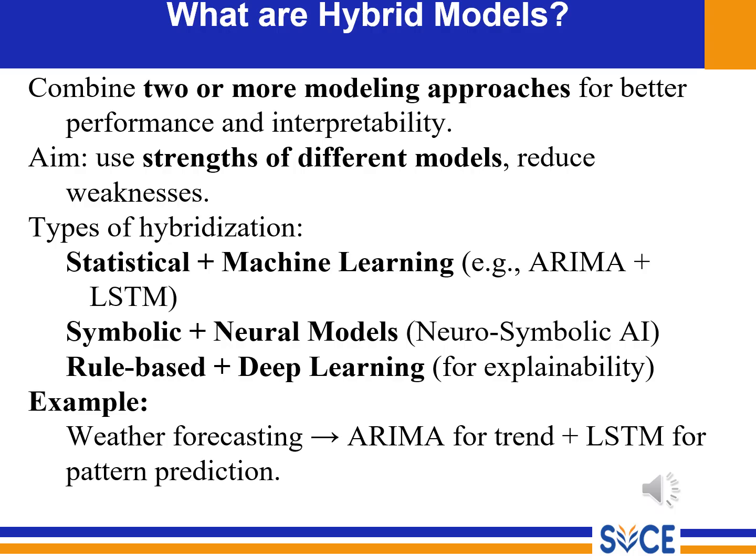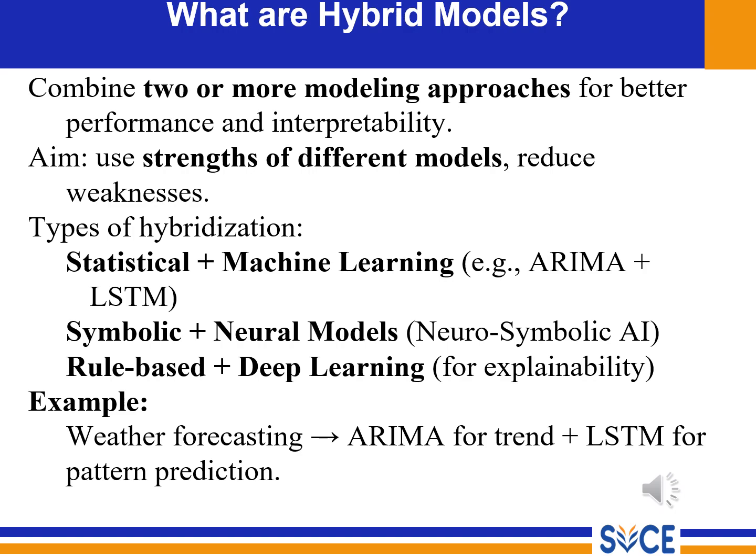Then the second one is symbolic plus neural models, which means neurosymbolic AI. Symbolic AI uses rules and logic and is human readable. Neural networks are data driven, with high accuracy, but are a black box. When we combine both, the neural network predicts and the symbolic system explains. So, students, the hybrid approach improves interpretability.